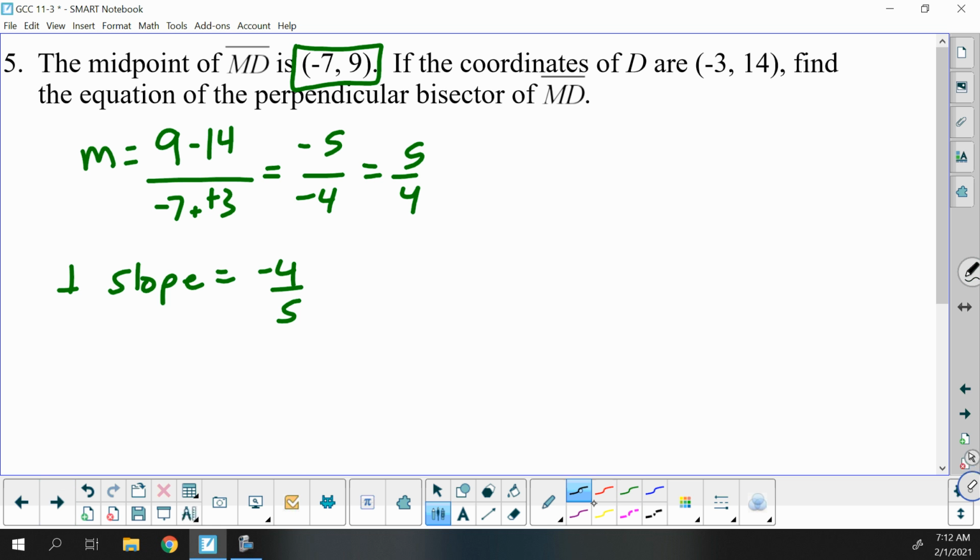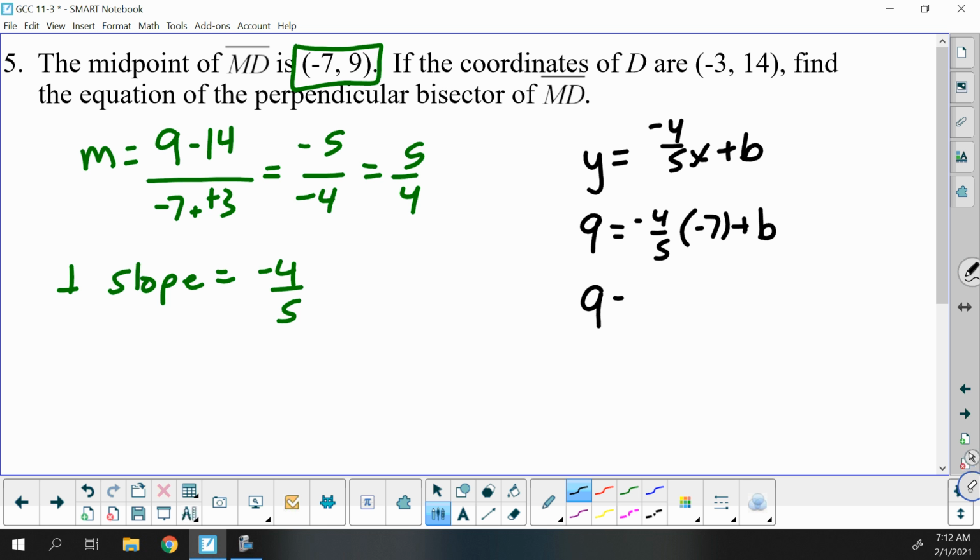And we'll use that and our midpoint to find the equation of our perpendicular bisector. So we've got -4/5 x plus b. We'll fill in the x and the y. So 9 equals -4/5 times -7 plus b. Just put that in the calculator. -4/5 times -7. That'll give us 28/5. Again, it's best, I would say, to keep things as fractions.